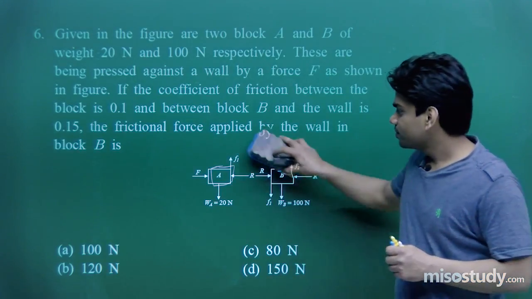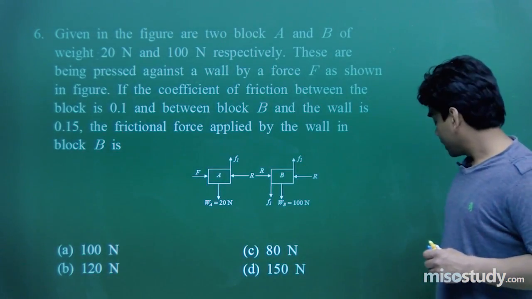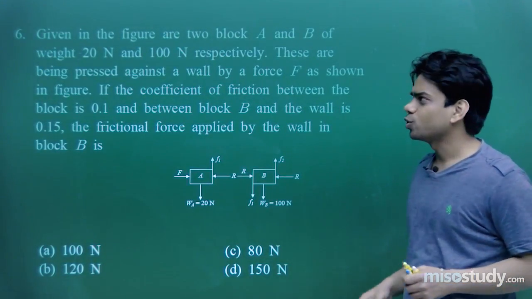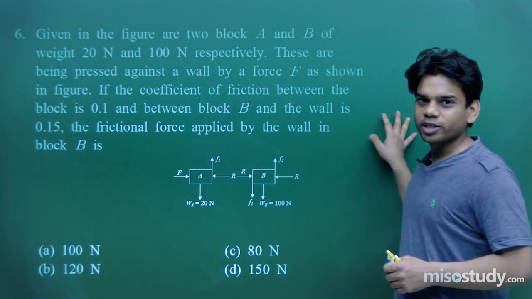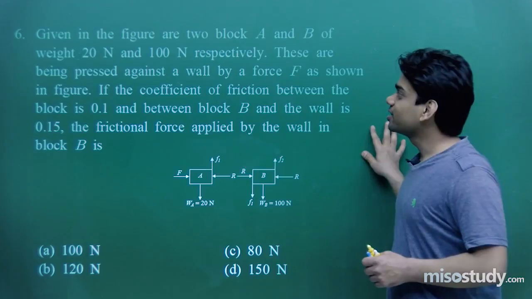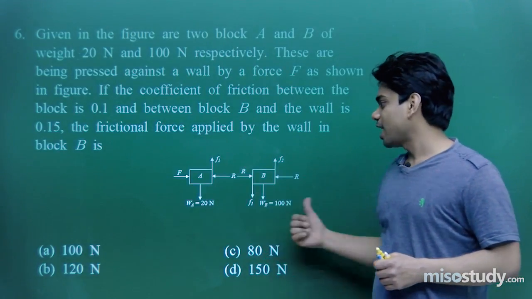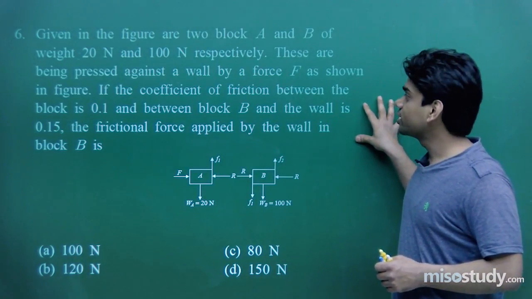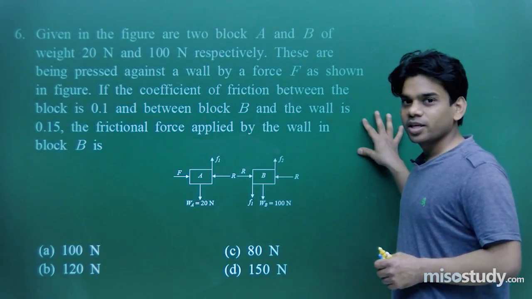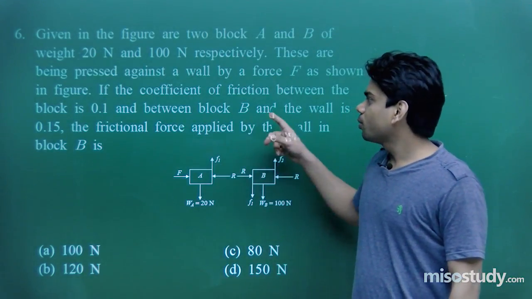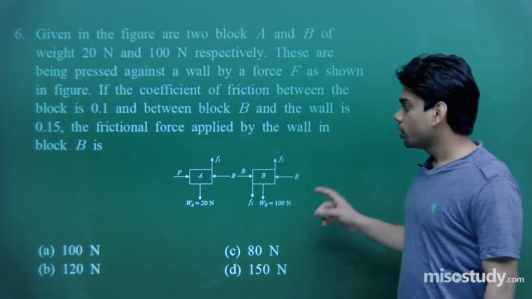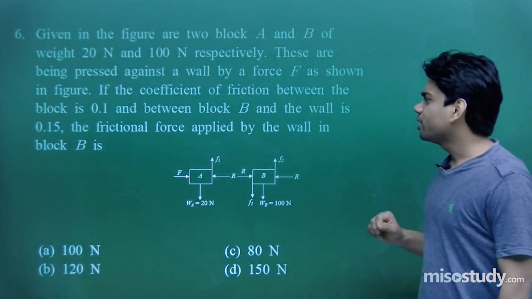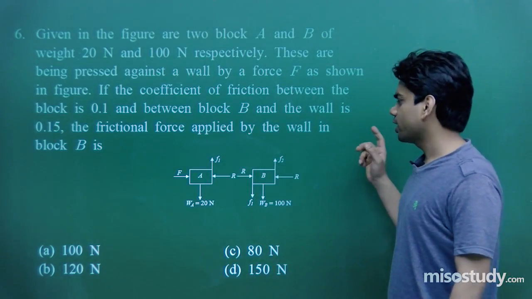Question number 6 that we have: given in the figure are two blocks A and B. I will draw a big diagram also, don't worry. They are of weight 20 Newton and 100 Newton respectively. These are being pressed against a wall by a force capital F, as shown in the figure. If the coefficient of friction between the blocks is 0.1 and between block B and the wall is 0.15, the frictional force applied by the wall on block B is what?